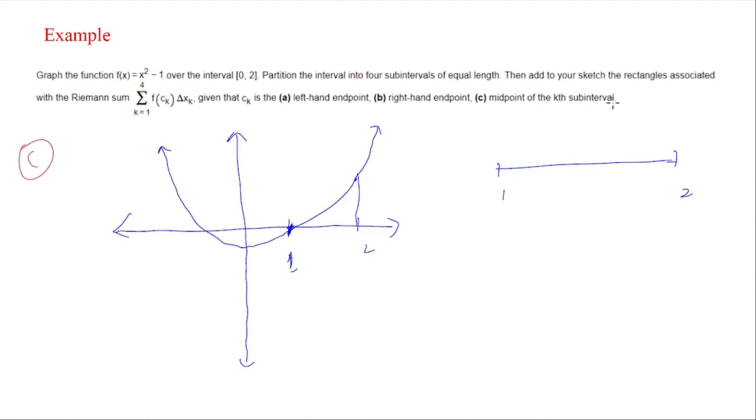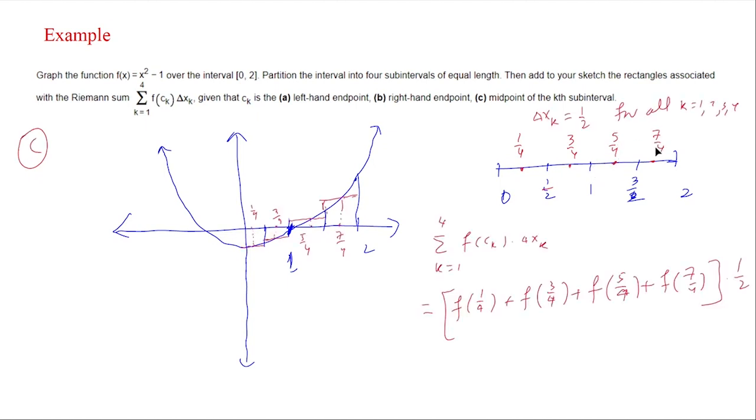Finally, we would like to find this Riemann sum by using the midpoint of the kth subinterval. Once again, there are 4 subintervals. We are going to use the midpoint of each of them, which is 1/4 for the first one, 3/4 for the second one, which is the midpoint of half and 1, 5/4 for the third one, and 7/4 for the fourth one.